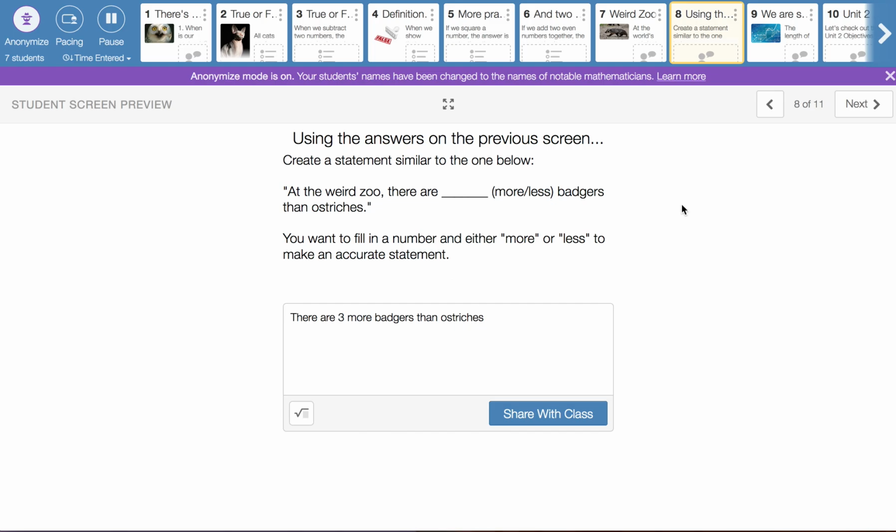Using the answers from the previous screen, I'd like a statement like this about how many more or less badgers there are than ostriches. There are 3 more badgers than ostriches at the zoo. We had 14 badgers and 11 ostriches. So this is the kind of statement that you would see on a quiz in Canvas for a final answer, rather than selecting answers from a list. I want you to do the work in a forward way and then make a statement like this.